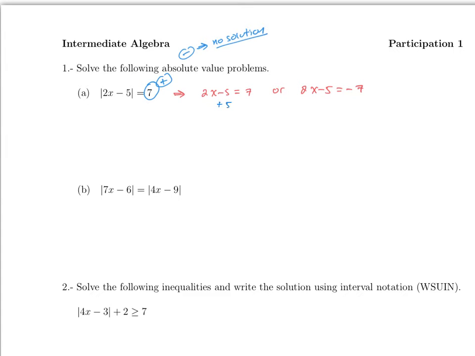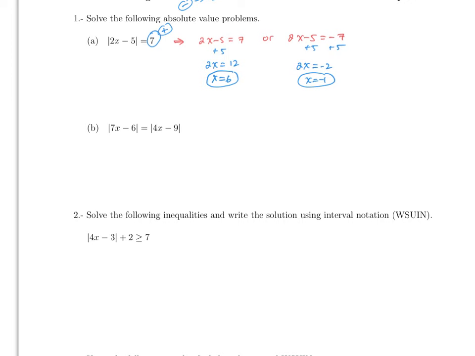So you add 5 to each side. So you have 2x equals 12 in this case. So x equals 6 is the first solution. On this side, you have 2x equals minus 2, or x equals minus 1 is the second solution.